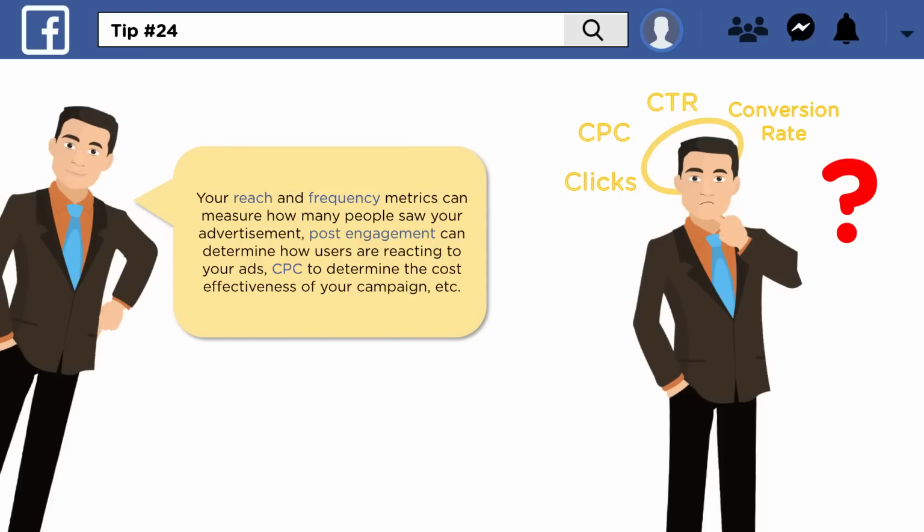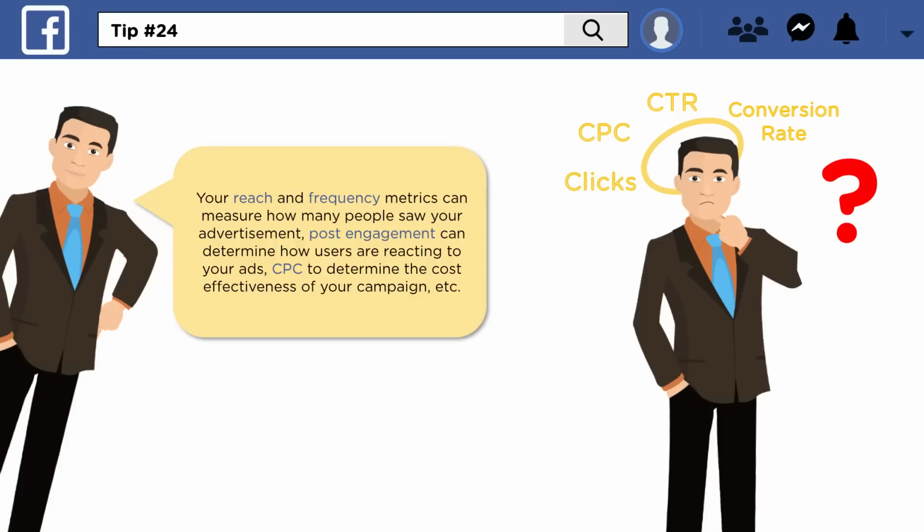Another set of metrics could be reach and frequency. So reach and frequency allow us to measure how many people saw the ad, and post engagement can determine how many users are reacting to your ads. CPC helps us determine the cost effectiveness, or how much we're paying for every click. You could see that information in your Facebook ad manager.